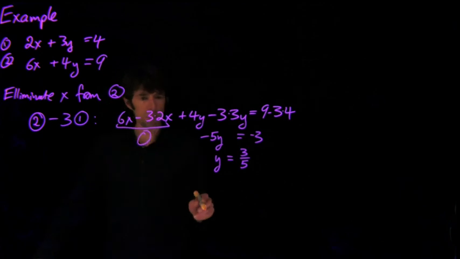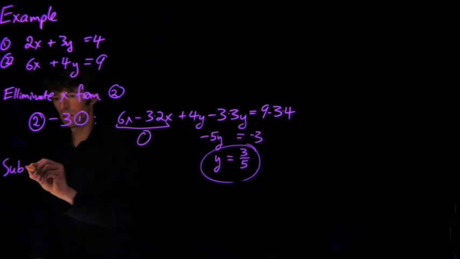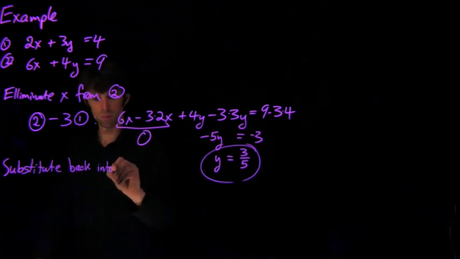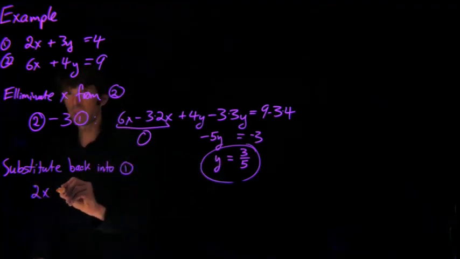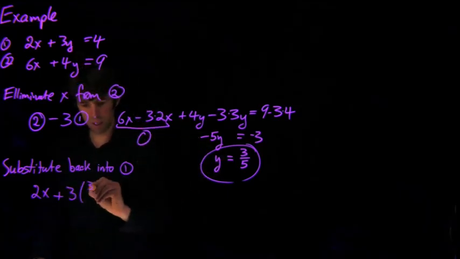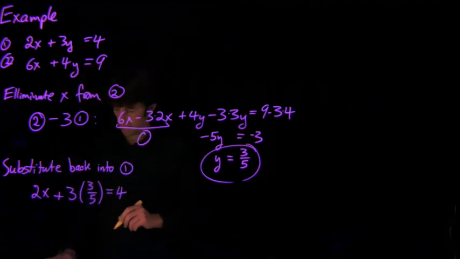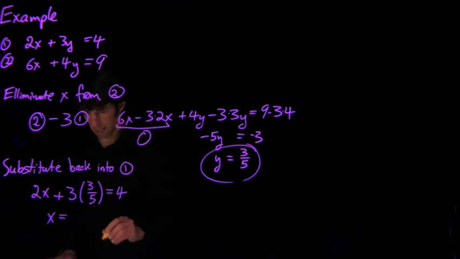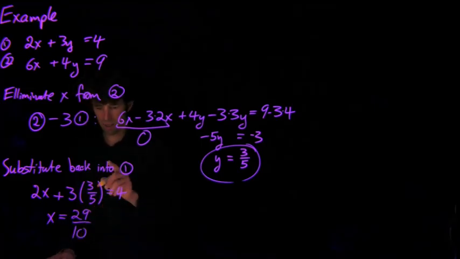And then we're going to substitute what we just found back into equation 1. So we substitute this back in. We have 2 times x plus 3 times what I found out y has to be, which is 3/5 equals 4. And if you run through these numbers here, I'll just cut to the chase. This gives us x equals 29 over 10, assuming I haven't made a mistake doing the arithmetic in my head there.